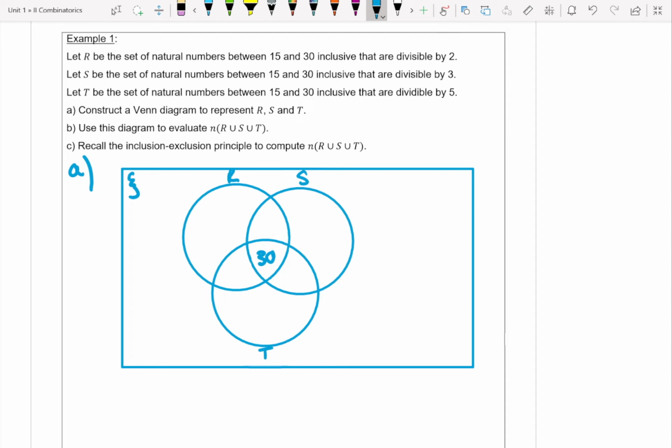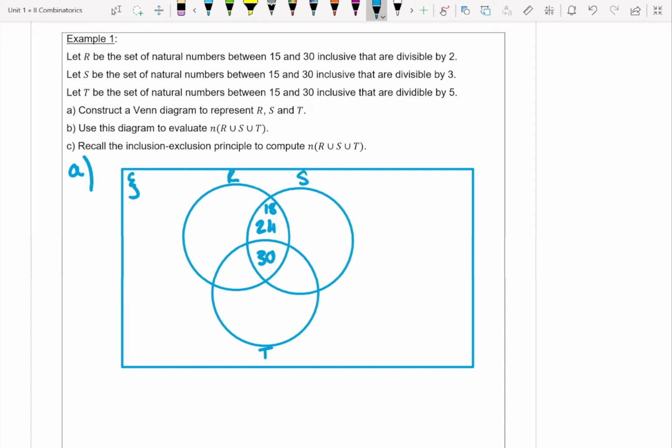When looking at the intersection of R and S, that's going to be numbers that are multiples of 6. So in our case, it's not going to be 6 because we start at 15. It's actually just going to be 18. That's the only multiple of 6. Oh, sorry, there are many multiples of 6. That's the first one. So we've got 18. We're also going to have 24, and then 30 is in the center there.